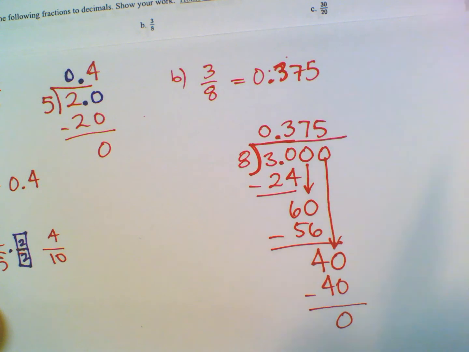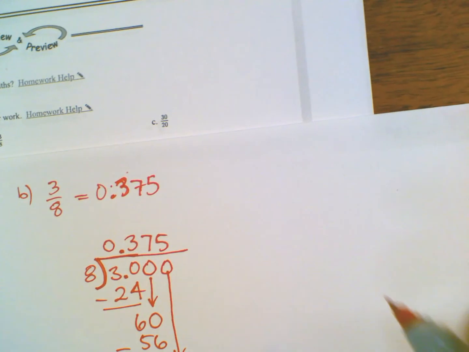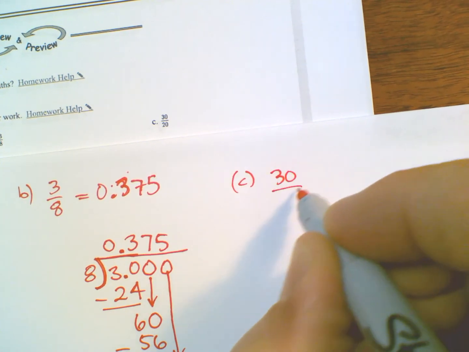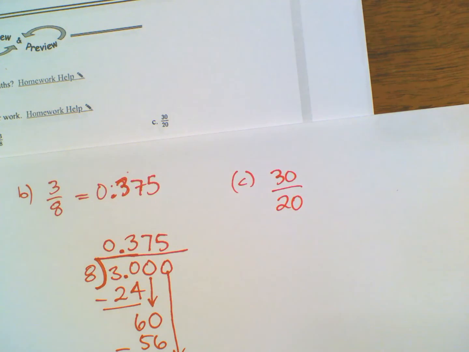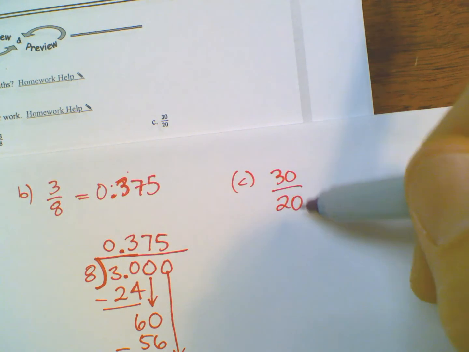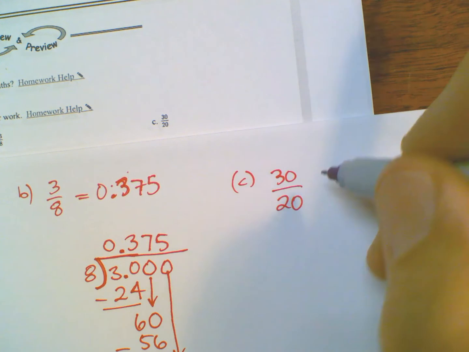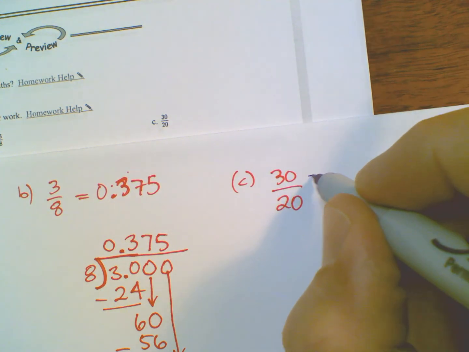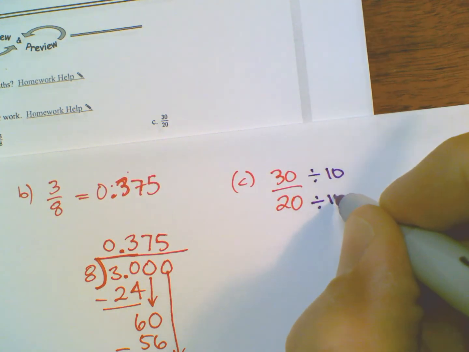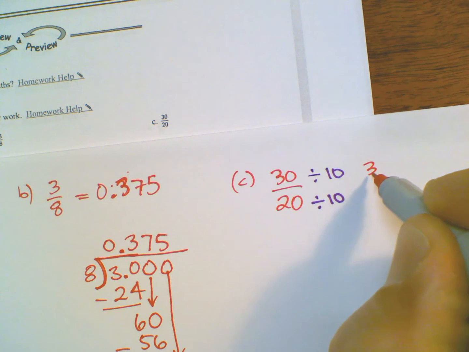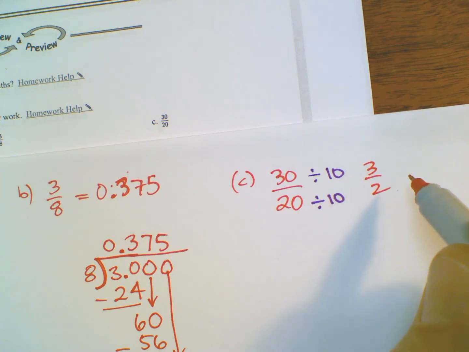Okay. And then the last one was C. C is 30 over 20. Now I look at this right away and I notice these zeros at the end of each of those numbers. Those zeros tell me that this can be simplified by dividing out 10 on both sides, couldn't it? Right? So dividing 10 on both sides, that makes that 3 over 2.